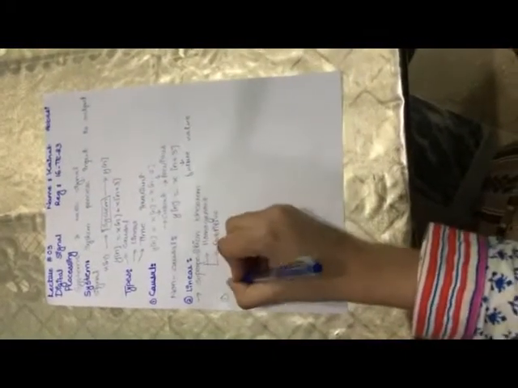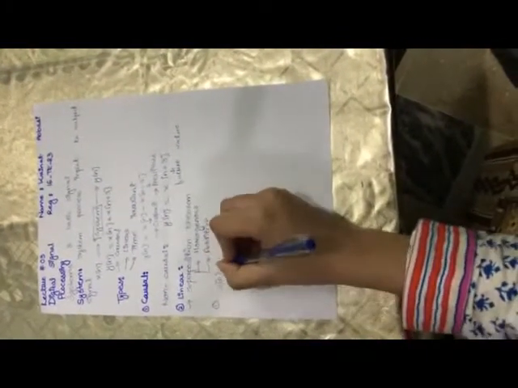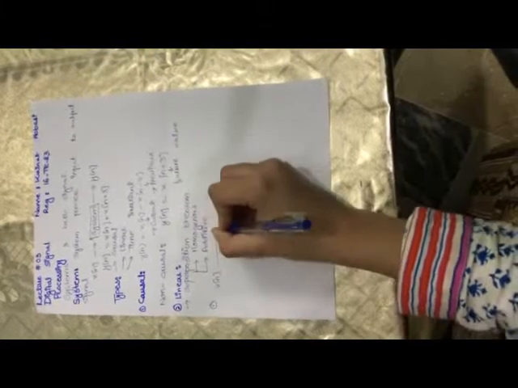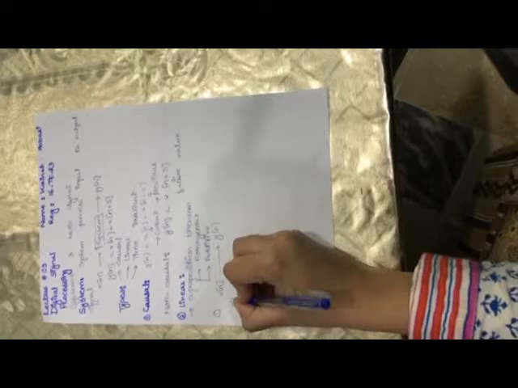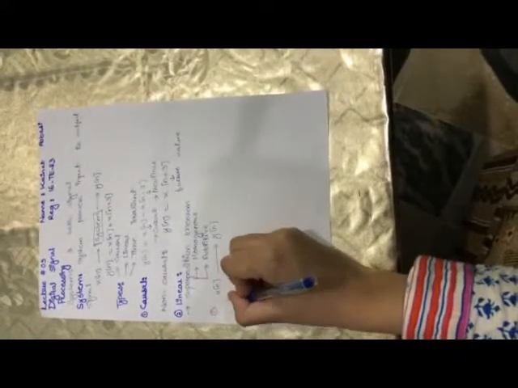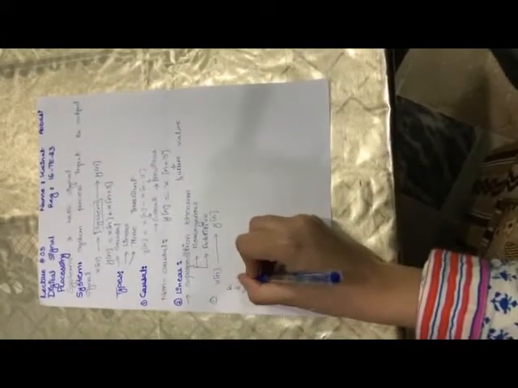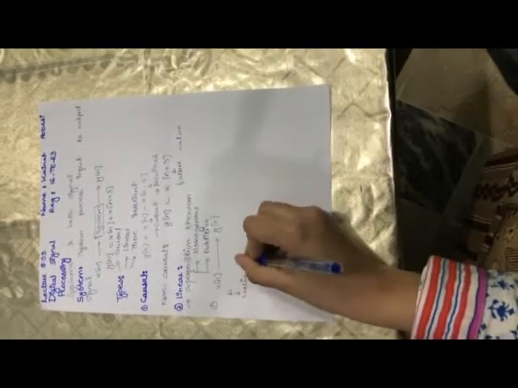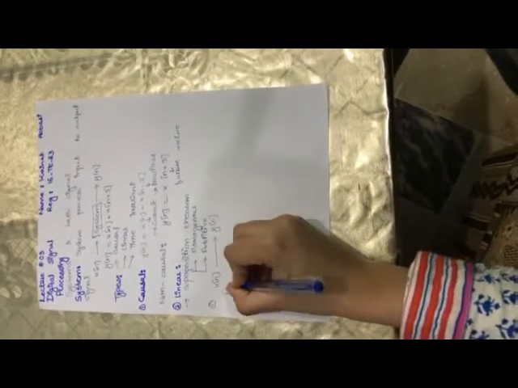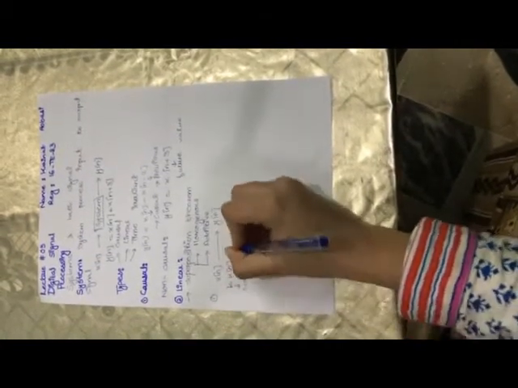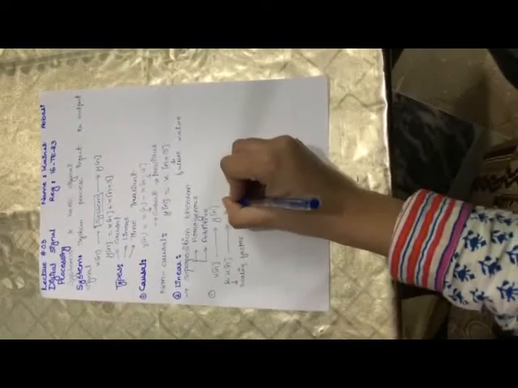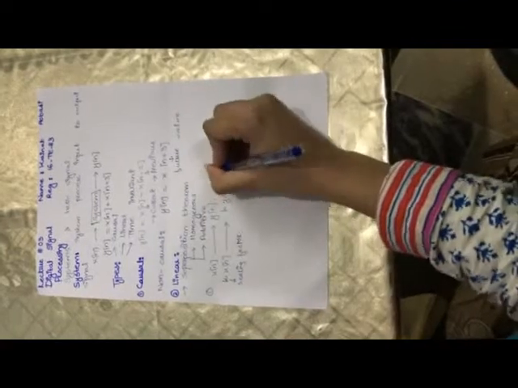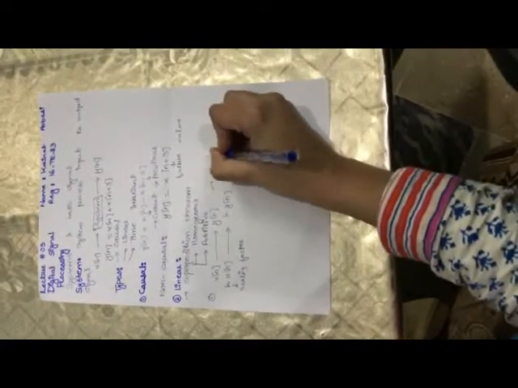What is a homogeneous property? If x of n is some input and after passing through a system it gives an output y of n, and after scaling that input, let's say k is the scaling factor, if input is scaled with k, then after passing through a system the output must be scaled with k. This is homogeneous property.